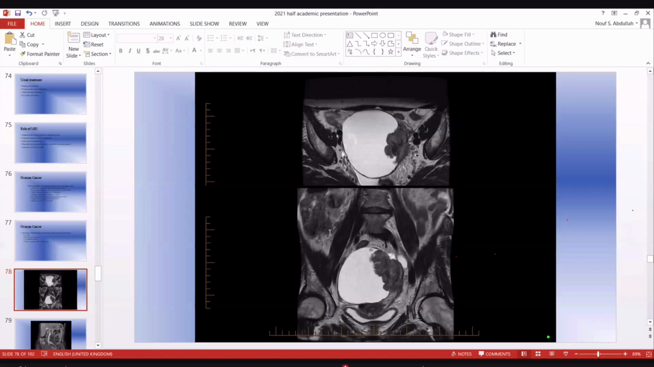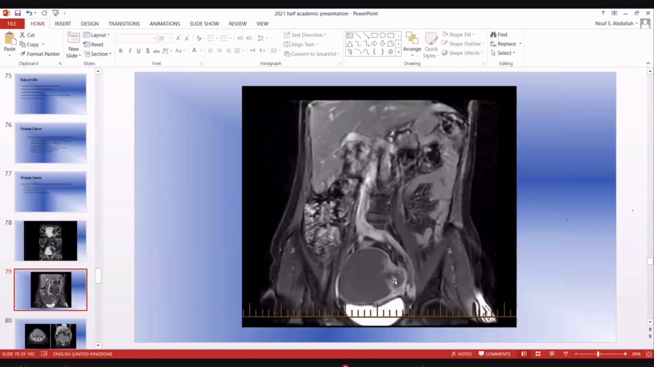The first step, as I told you before, is to be sure that this mass is arising from the uterus or the ovaries. You can see that the uterus is here. This is most likely arising from the left adnexa because it has the claw sign. It is predominantly cystic with some solid component. On the post-gadolinium injection sequence, you see that there is enhancement of the solid component. So this is most likely in keeping with a malignant epithelial ovarian neoplasm.